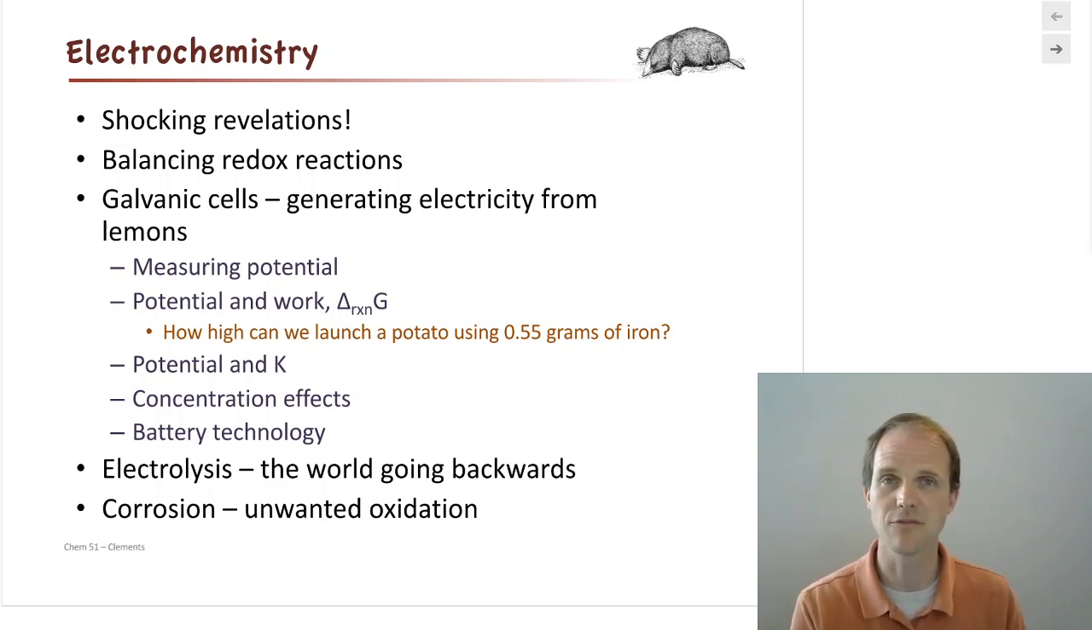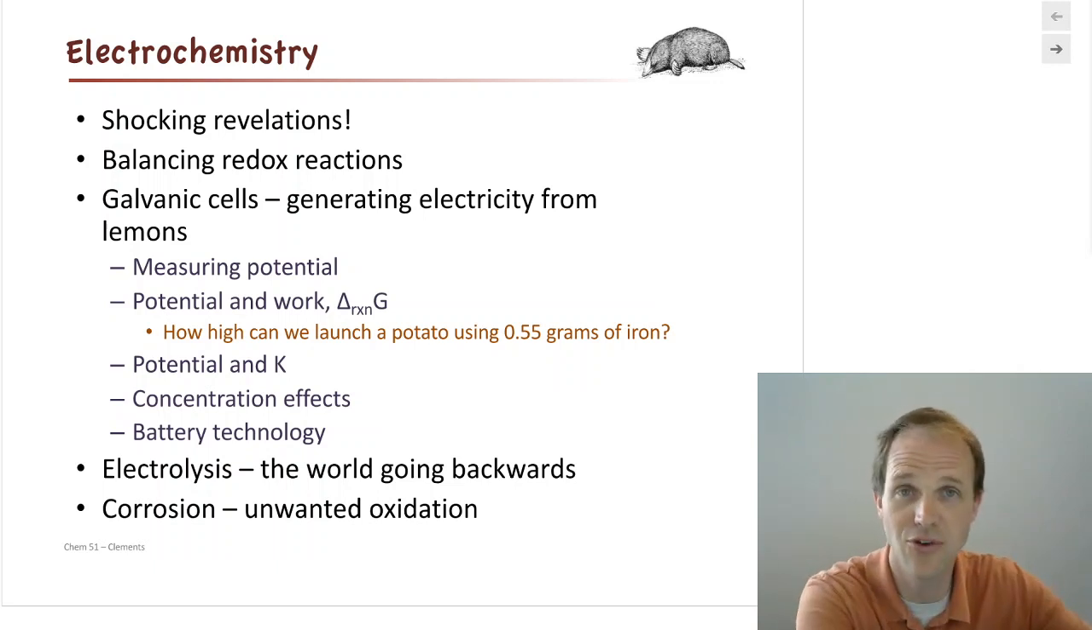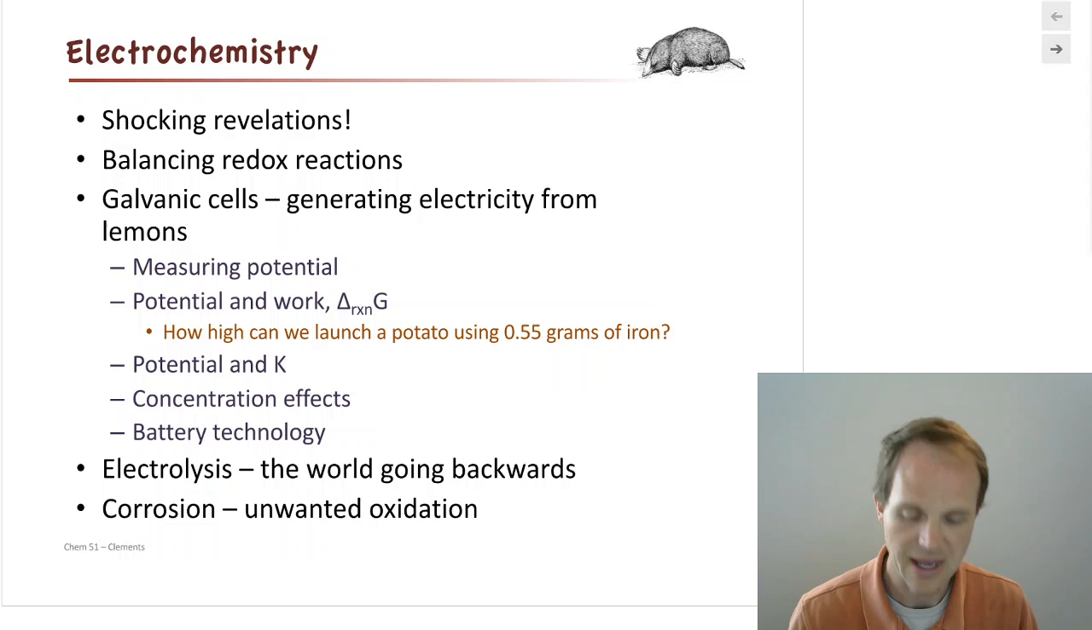Electrolysis is the art of making the world go backwards. It's saying, hey, we use our battery to run our phone, but then we need to plug it in and charge it. How does that work? How do we make a reaction that wants to go forward go backwards? And then corrosion.